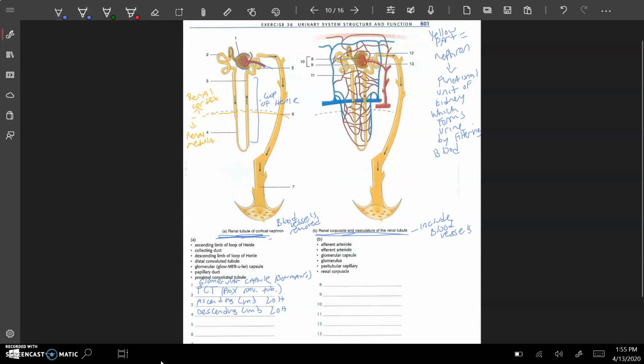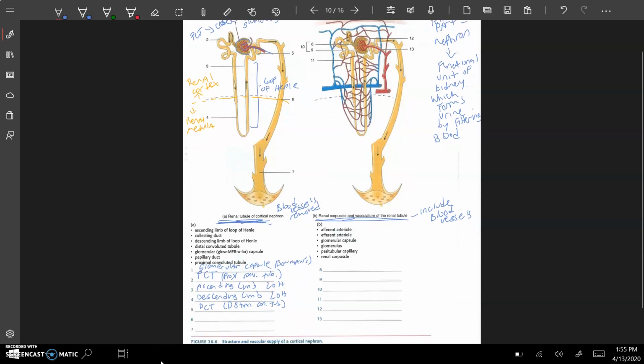All right, then we move on to number 5, which is going to be our DCT, or distal convoluted tubule, because it's farther away from the glomerulus. So the proximal one, PCT, is closer to the glomerulus. DCT is distal.